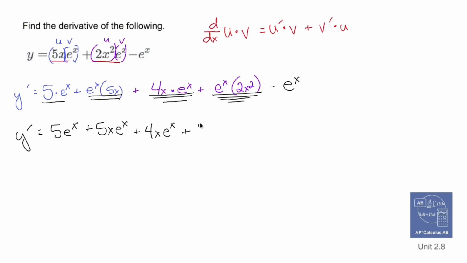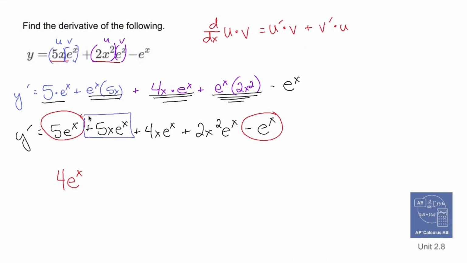How about 2x squared e to the x minus e to the x? Oh, okay, so several things combined. All right. 5 e to the x minus e to the x is going to be 4 e to the x. Okay, so you combine 5x e to the x and 4x e to the x is going to be 9x e to the x. And then just kind of hanging out all on its own is 2x squared e to the x. That's going to equal y prime.